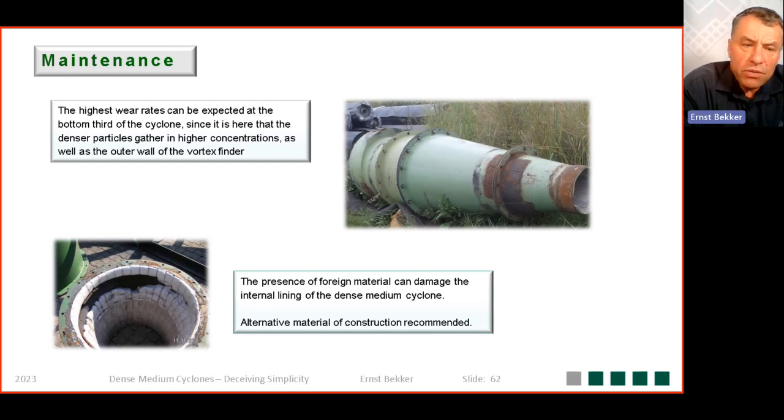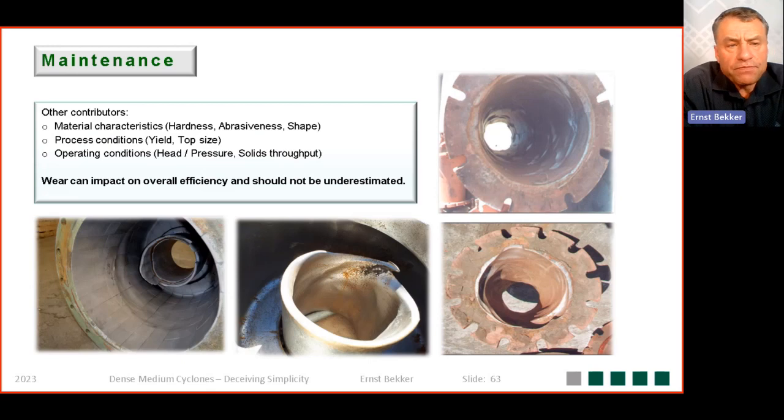So in both these examples, we are distorting or affecting the internal wear surface, leading to a high probability of turbulence and then misplacement of material. Alternative materials of construction are available to address these types of situations.